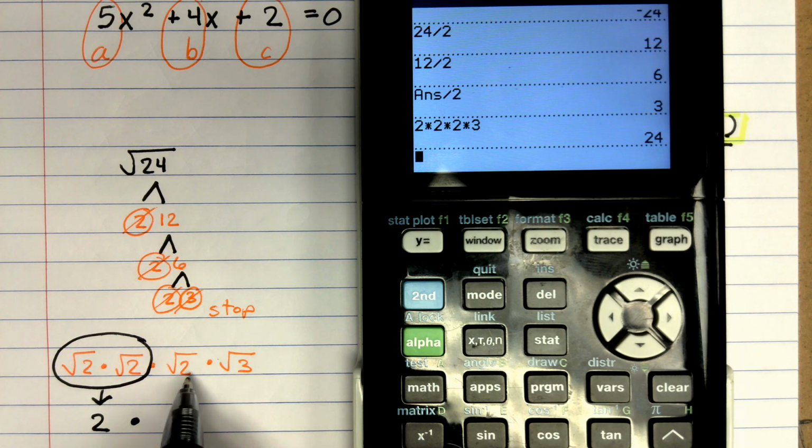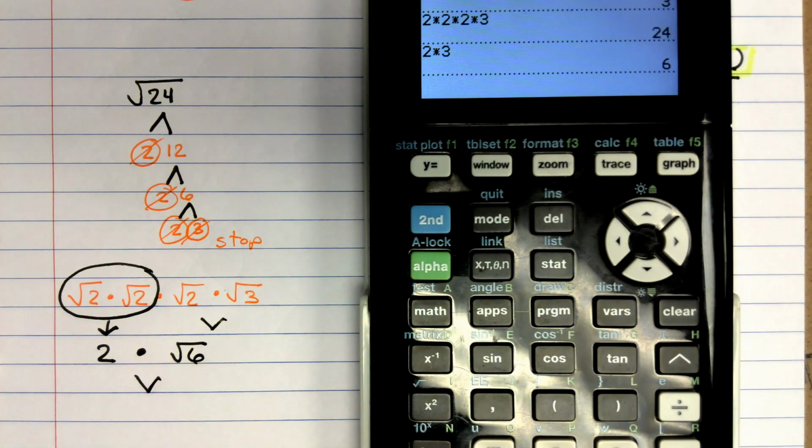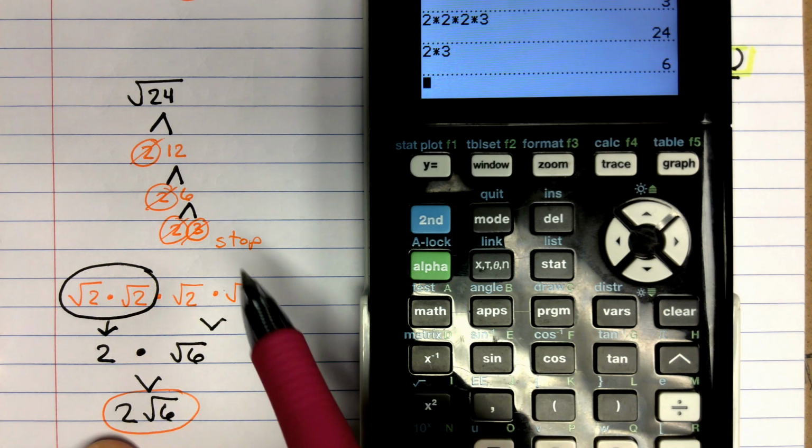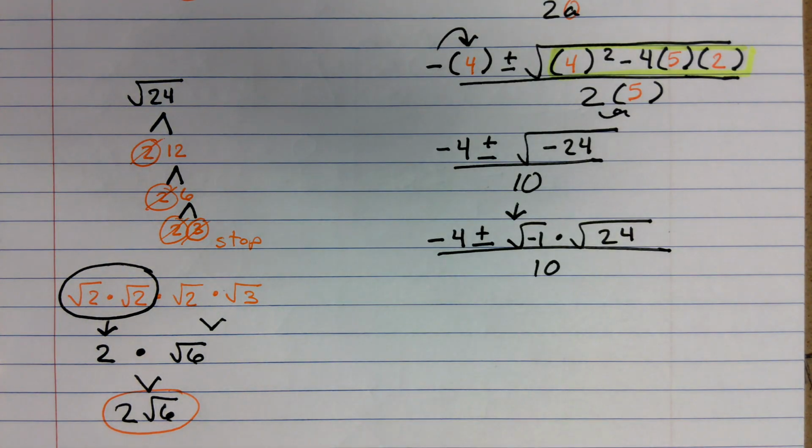Now, since both of these can't be broken down any further, I'm actually going to just have to put them back together. So 2 times 3 is going to give me 6. So this just becomes square root of 6. So if I wanted to further simplify this and write it in its simplest form, I end up with 2 square root of 6. So I just simplified this radical here, and now I'm going to use that in place of the square root of 24. So let's go back over here where we were.